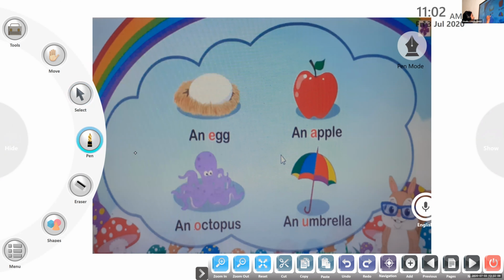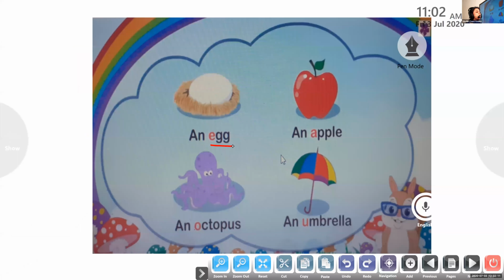Look at the screen. Egg. Egg is a word which starts with a vowel E. So we have to use an before the word. Have you all understood? Now here is a word for you which starts with a vowel A, apple. So we have to use article an before it.